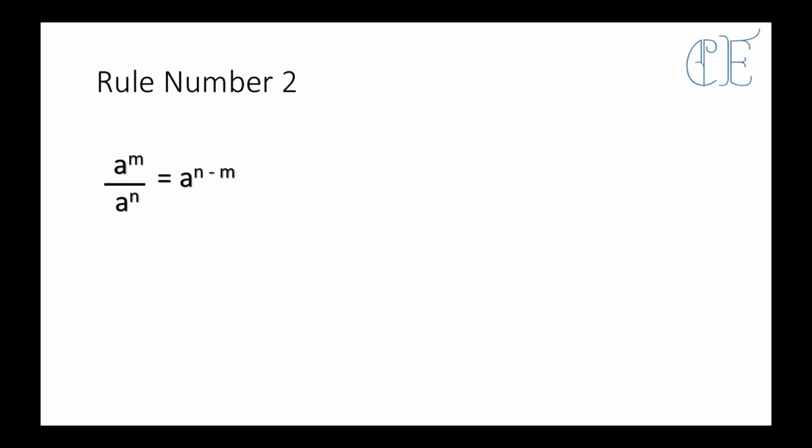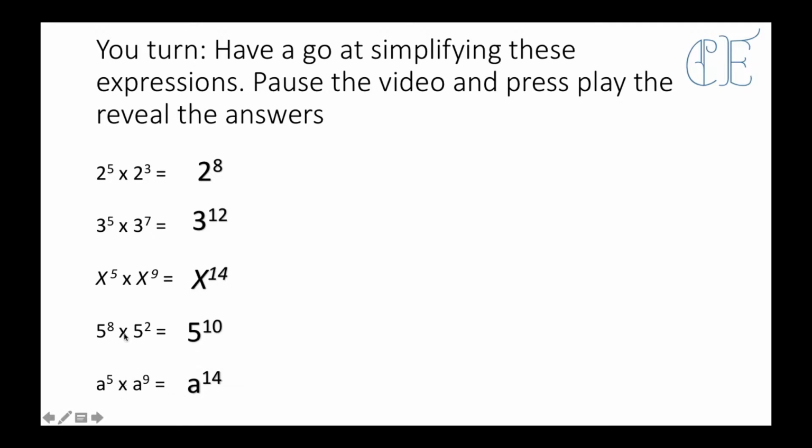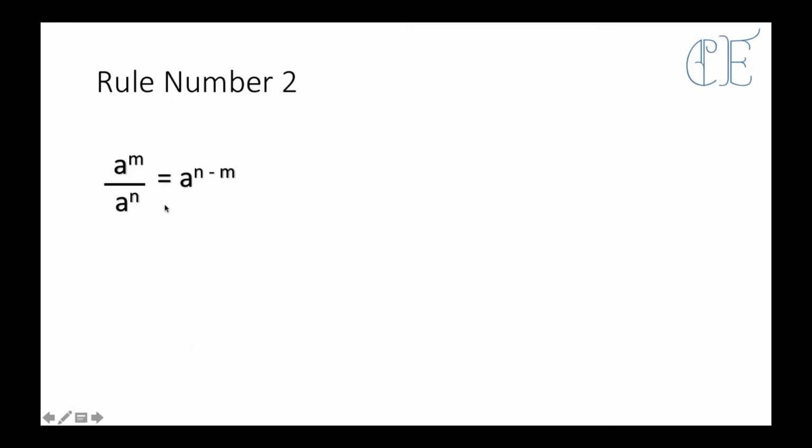So previously, as you can see, we were timesing them. Okay, so when we timesed, we added the powers. Okay, with this one, this line here means divide. Okay, so basically it's asking you to divide these two numbers.